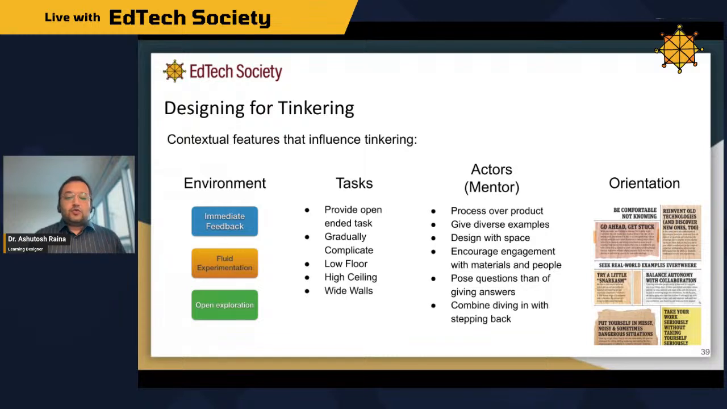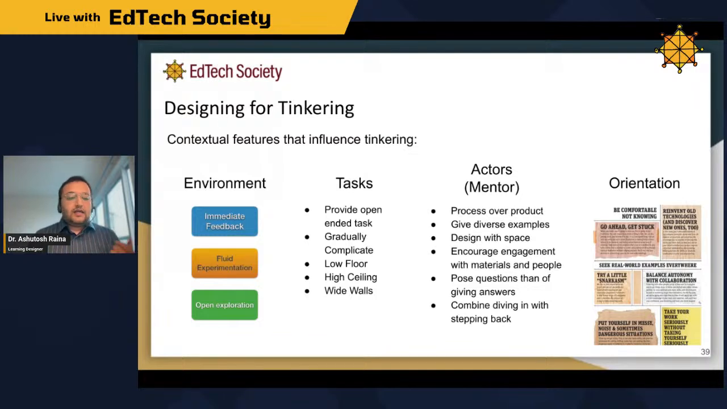Different things, like what are the resources that are in the environment? How is the environment set up? Does the environment provide you immediate feedback? What I mean by immediate feedback is, if you have certain material and you work with something, you get to see the response of what you have done. So if you fold a paper, you immediately get feedback that now it's a different shape. There are other factors like fluid experimentation, which allows you to experiment in a number of ways.